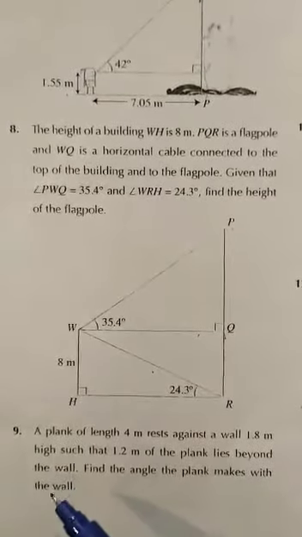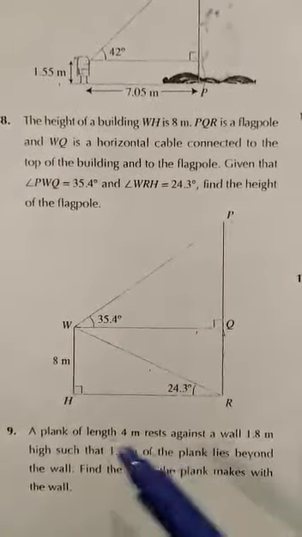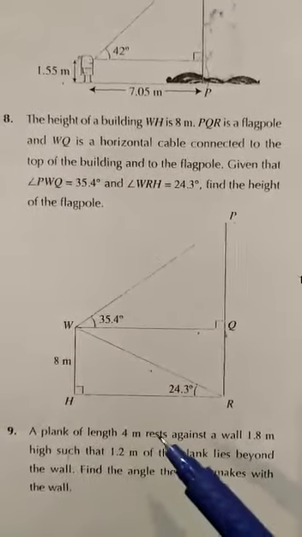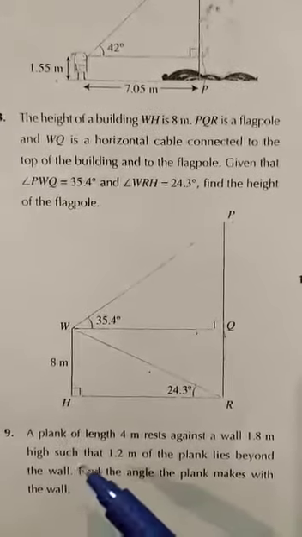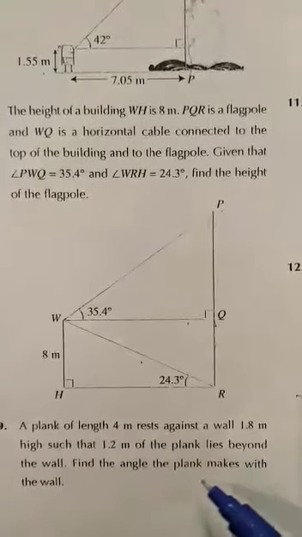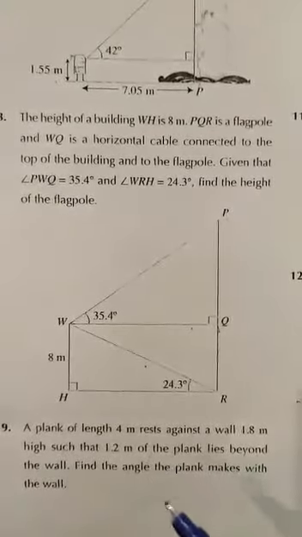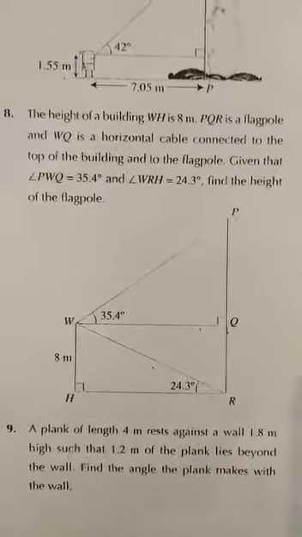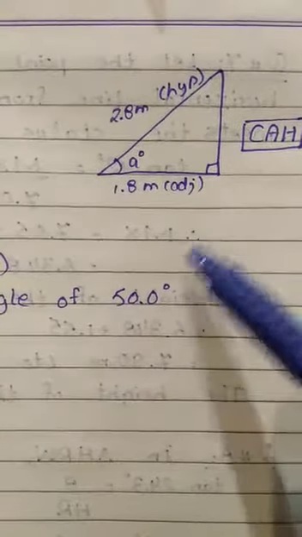Now look at question number 9. This is the last question of exercise 11D. The rest of the questions are excluded. Question number 9: a plank of length 4 meters rests against a wall 1.8 meters high such that 1.2 meters of the plank lies beyond the wall. Find the angle the plank makes with the wall. First we will draw the diagram of question number 9 and then we will solve it. So this is the figure of question number 9.